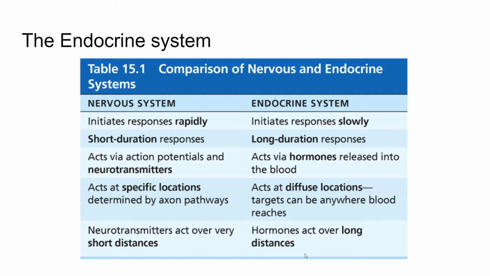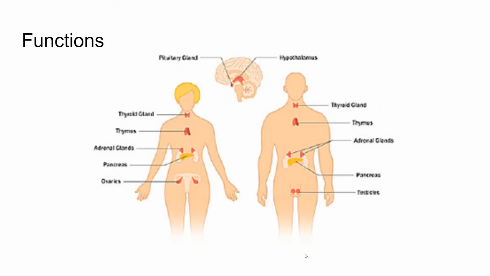The responses for the endocrine system are slower than the nervous system because it's not an electrical kind of impulse, but they are usually longer lasting. And so it's not an instantaneous kind of thing, but it can affect body processes for a long time. And so there are several things that the endocrine system controls or regulates. Here's just a picture of some endocrine glands. It's kind of a blurry picture, but I think you can still get the idea.